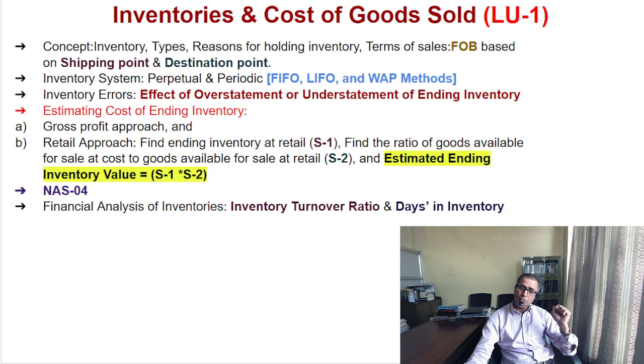Now what about the financial analysis of the inventory? Simply we can use two ratios here. One is inventory turnover ratio. How we find it? This is simply cost of goods sold divided by average inventory. Then you can find the inventory turnover ratio.